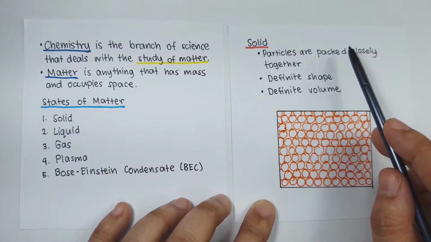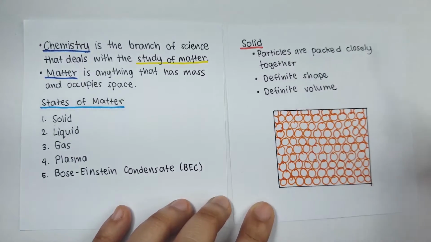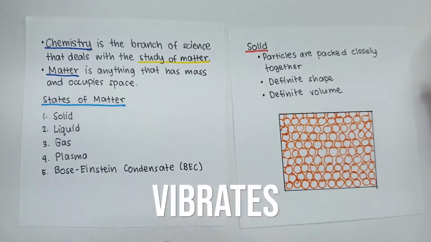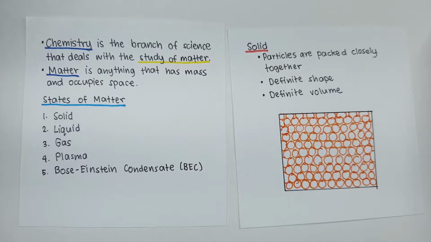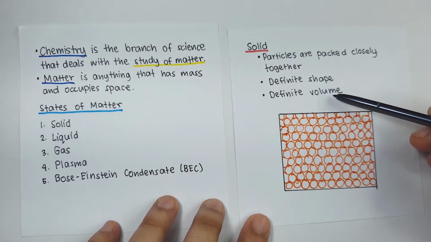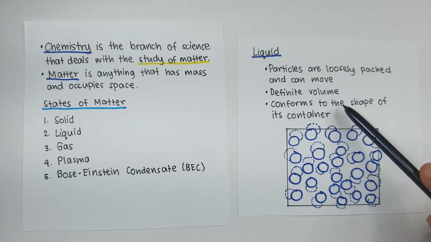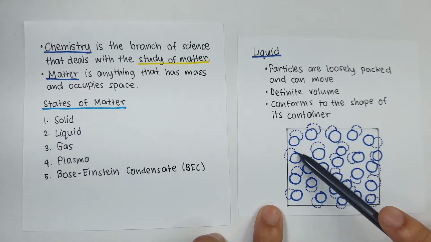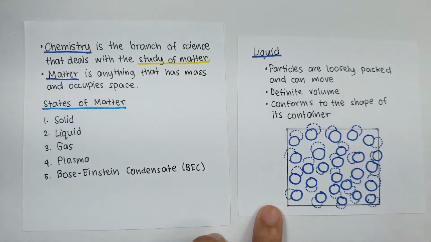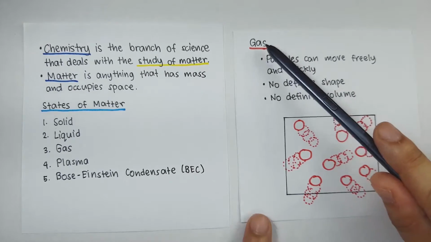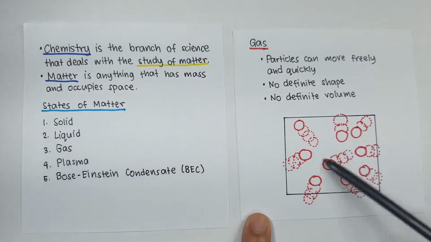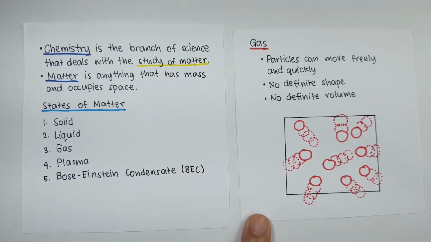Kapag solid, yung particles are packed closely together. So yung particles niya vibrates back and forth but remains in their fixed positions. So it has definite shape and definite volume. Yung liquid, may definite volume siya and it conforms to the shape of its container because its particles are now loosely packed and can move more freely compared kay solid. Third is yung gas. Its particles are now moving constantly in all directions. Meaning to say, yung particles niya, they spread throughout the container, hence wala siyang definite shape or definite volume.